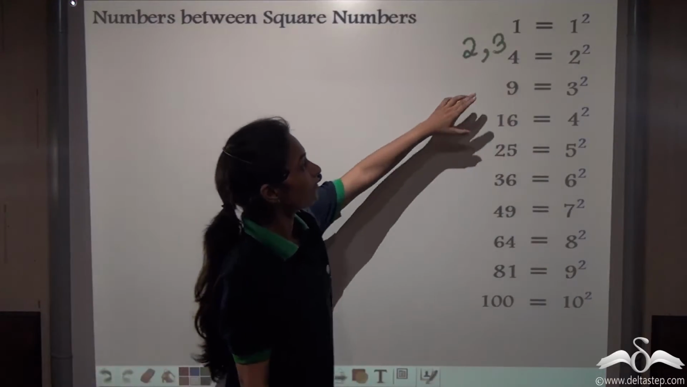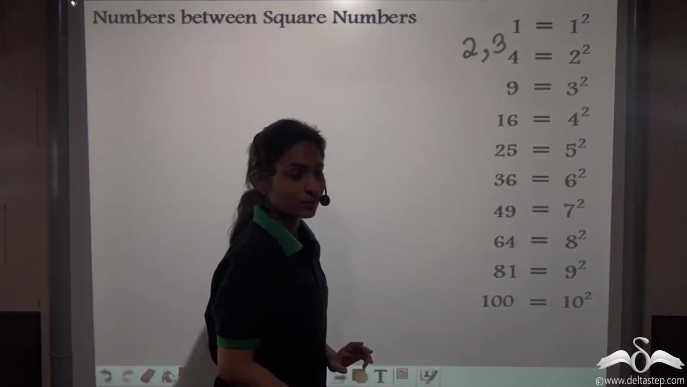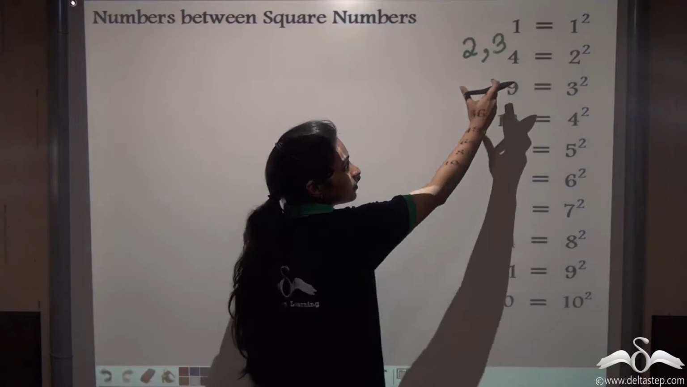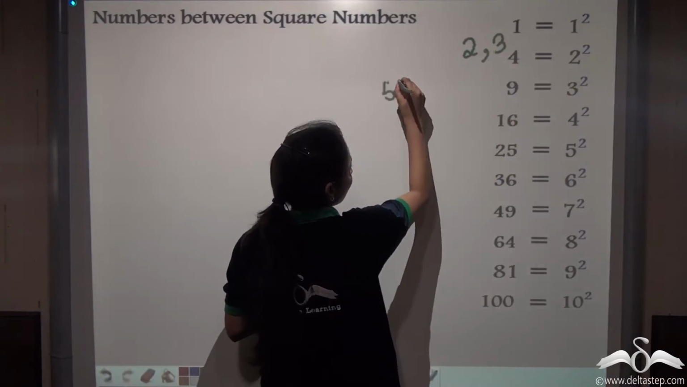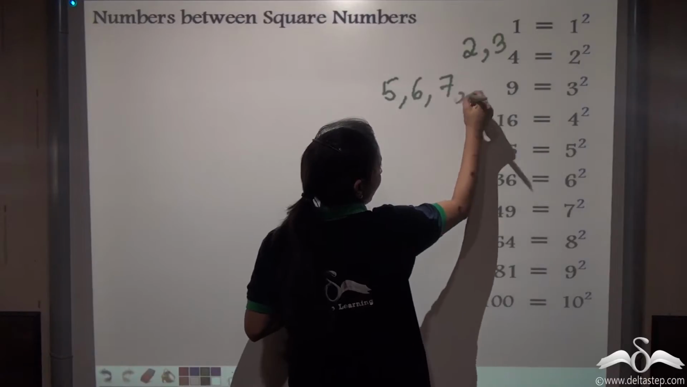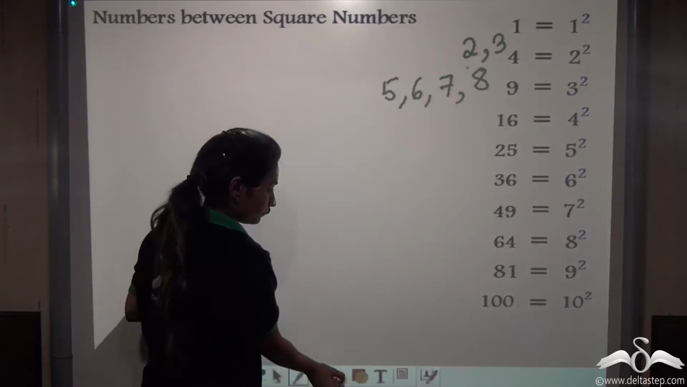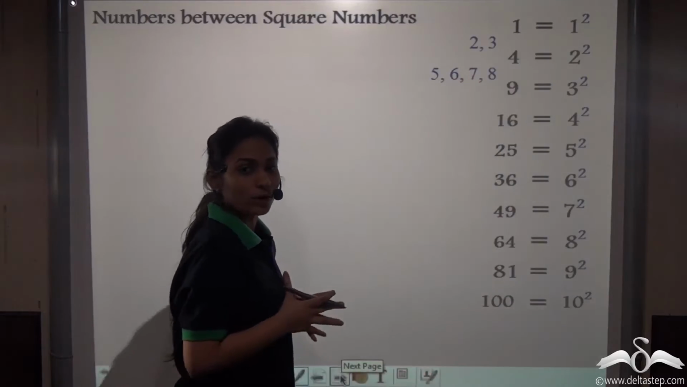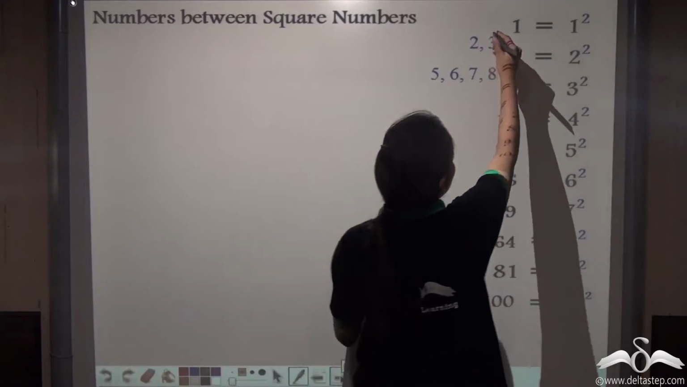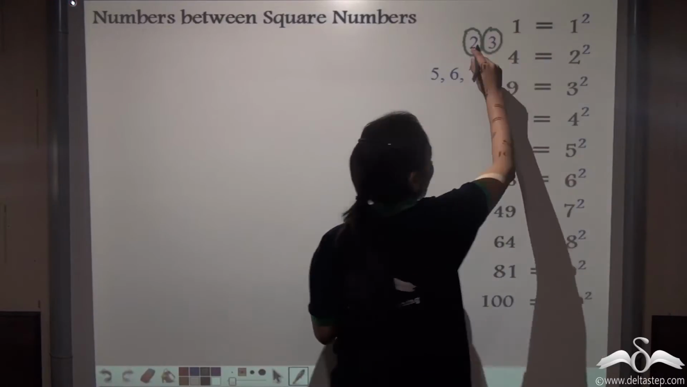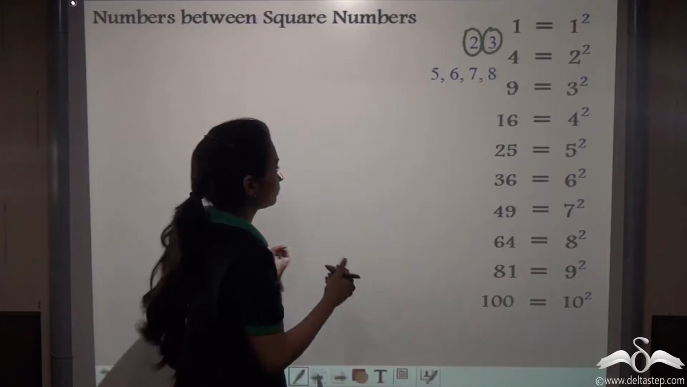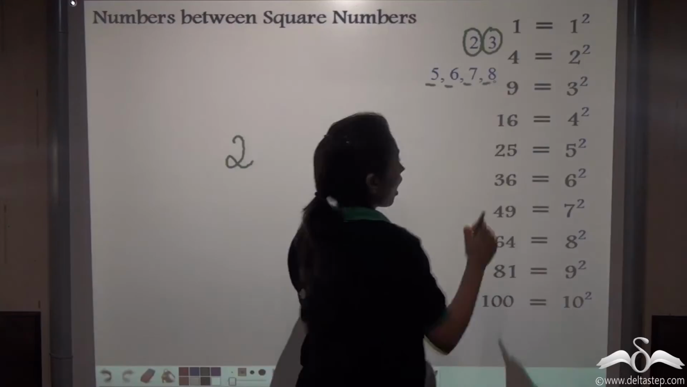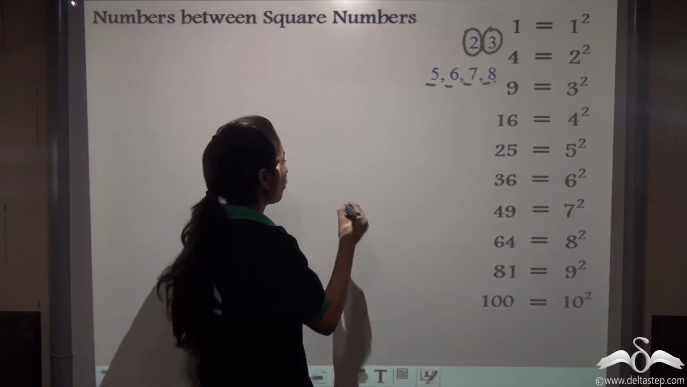Right? Similarly, the numbers between 4 and 9? Well, these are small numbers, so you can find out the difference between such numbers. So, which are the numbers that come between 4 and 9? 5, 6, 7, 8. Well, now there is a property of these numbers. Can you tell me what are these properties? Well, look at these. 2 and 3. How many numbers between 1 and 4? 2. Look at these. 1, 2, 3, 4. How many numbers between 4 and 9? 4.